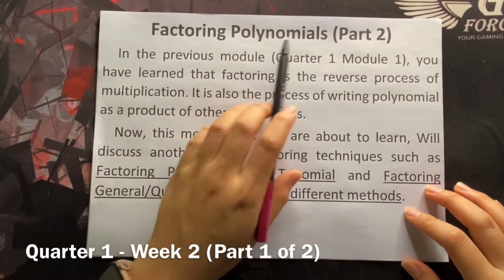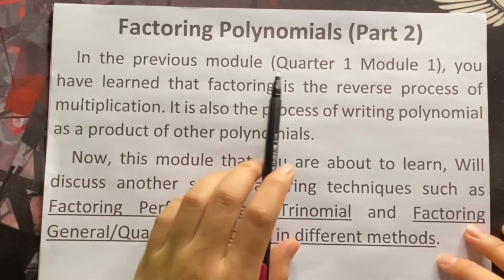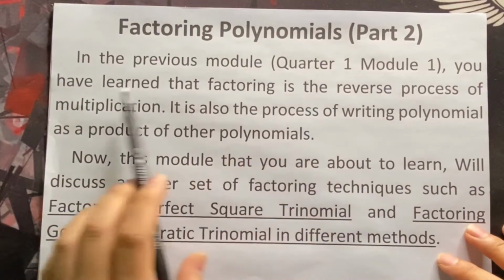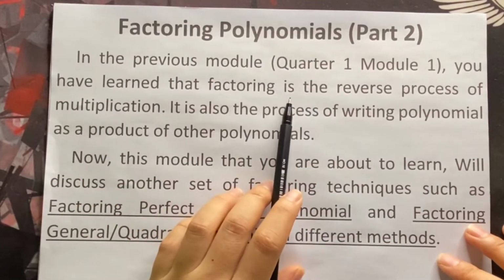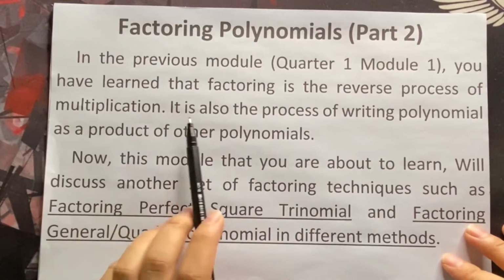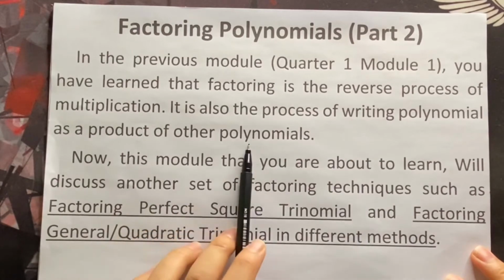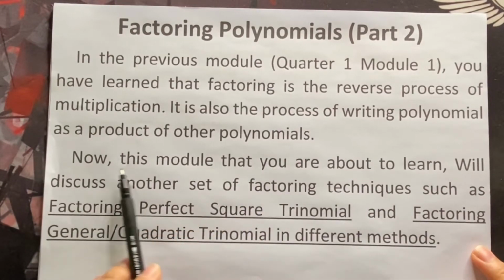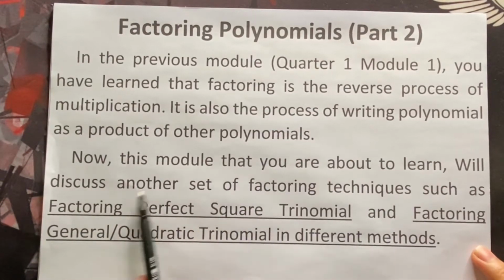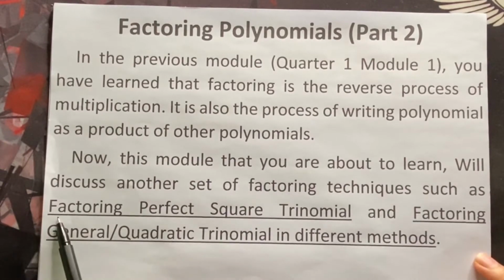Factoring Polynomials Part 2. In the previous module, Quarter 1, Module 1, you have learned that factoring is the reverse process of multiplication. It is also the process of writing a polynomial as a product of other polynomials. Now, this module will discuss another set of factoring techniques, such as, first, factoring perfect square trinomial, second, factoring general or quadratic trinomial in different methods.